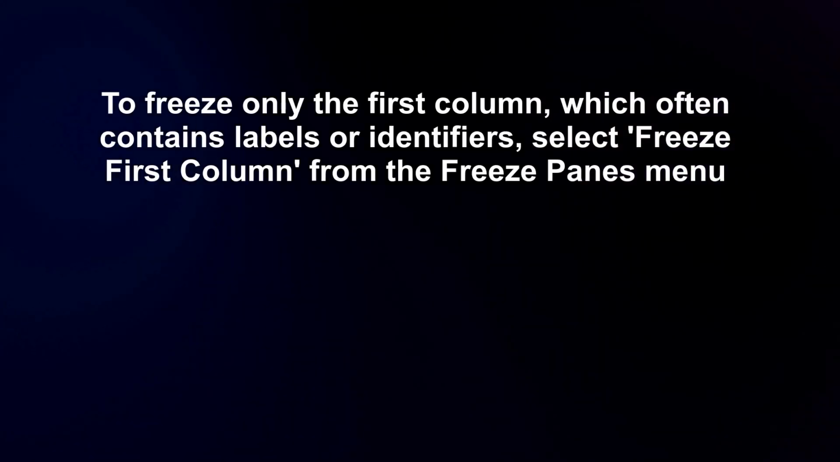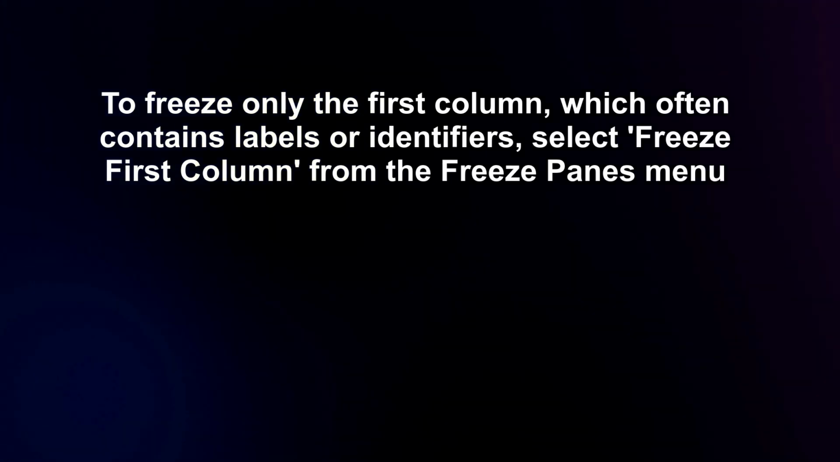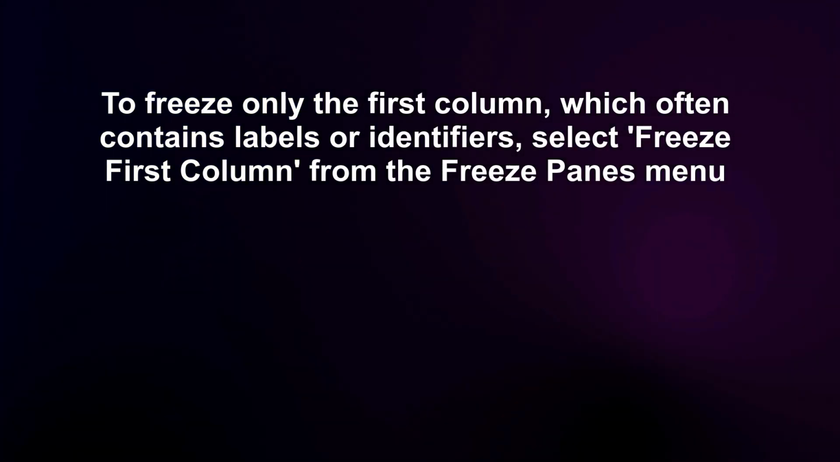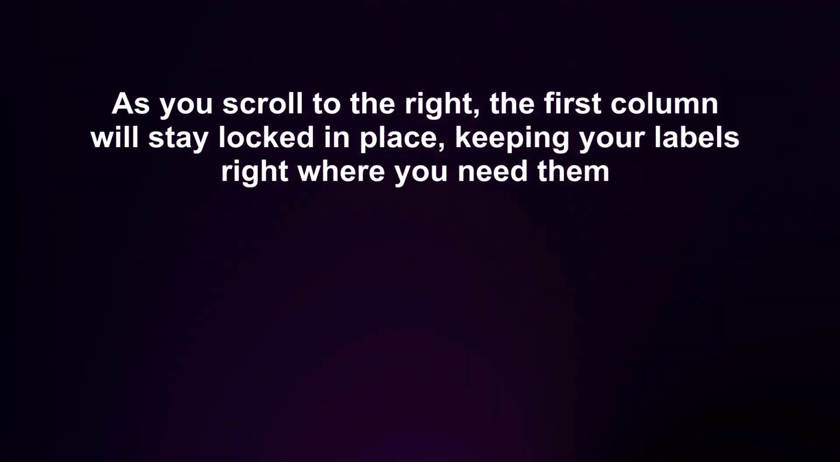To freeze only the first column, which often contains labels or identifiers, select Freeze First Column from the Freeze Panes menu. As you scroll to the right, the first column will stay locked in place, keeping your labels right where you need them.